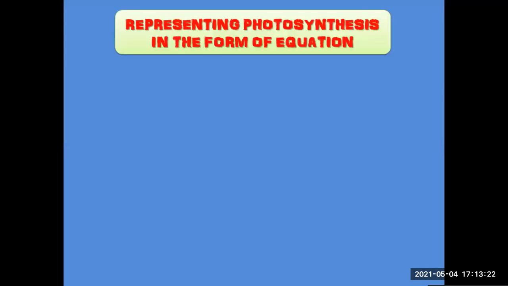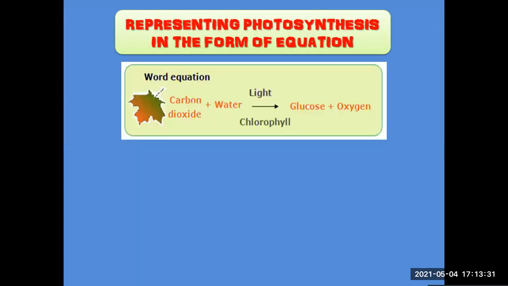Let's see how it can be represented through an equation. Photosynthesis can be represented through an equation. This is called the word equation, where you write the words carbon dioxide, water, light, chlorophyll, glucose, oxygen. So this is known as the word equation. You must remember this.